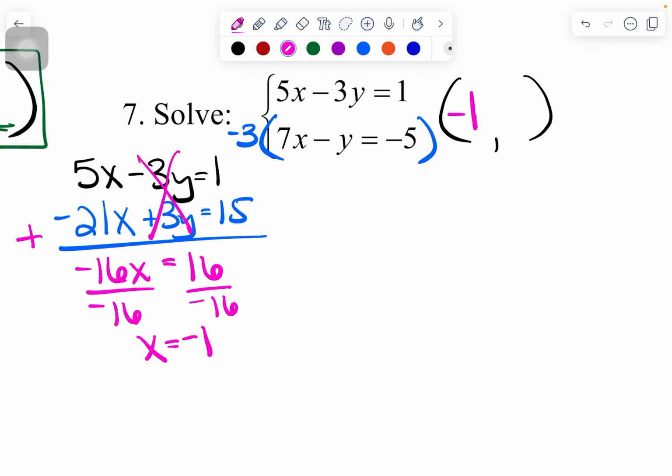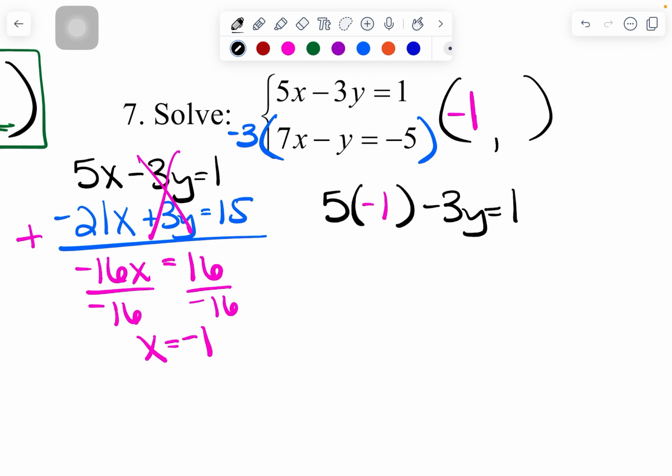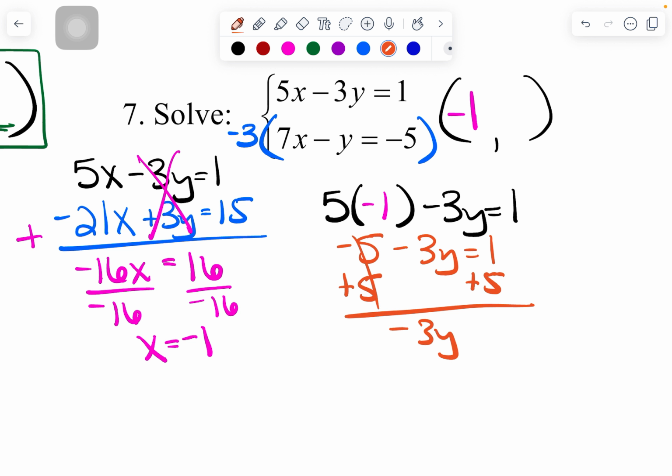And then I need to figure out what y is equal to. Top equation, bottom, it doesn't matter which one you use. I'll use the top equation. I don't know. The numbers are slightly smaller? Sure, we'll go with that reason. All right, so 5 times x is negative 1, and then minus 3y equals 1. All right, let's see what we can get when we solve this. Negative 5 minus 3y equals 1. I'm going to add 5 to both sides. So negative 3y equals 6. Divide both sides by negative 3. I'm getting y equals negative 2.